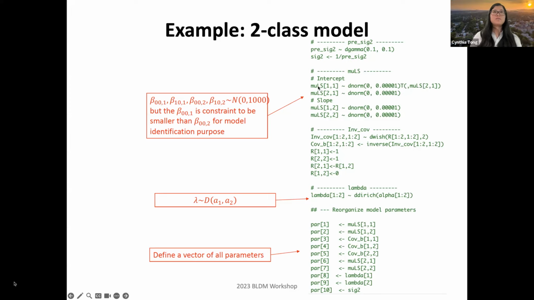All right, this is for the identification purpose. And also here are the priors for the covariance matrix, and the priors for lambda, which is the class probabilities, follow a Dirichlet distribution. Then we can organize all the parameters: the intercept for class 1, slope for class 1, intercept for class 2, slope for class 2, and all the covariances and variance. These are the same for different classes, so it's just one thing. And also for lambda, which is the probability for class 1 and probability for class 2.